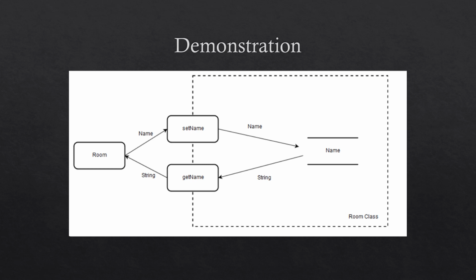So just to give an example of how data flow works, we're going to show you a demonstration. We have a class called room, which sends a variable through the function setName to a class called name. And later, if we want to retrieve that variable, the class name has a function called getName, which sends the information back to the room class.